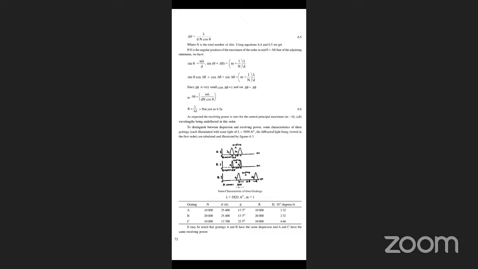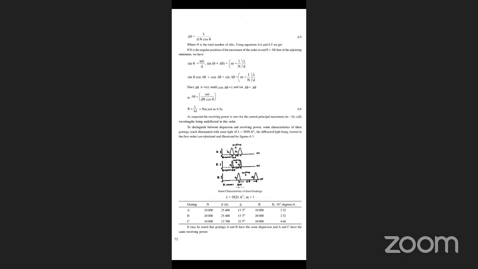And what is the dispersive power of a grating? The dispersion of a grating D equals d theta by d lambda is the dispersive power of the grating. The resolving power of a grating is the ratio of wavelength to difference of wavelength, lambda by delta lambda, which equals N m. So in this lesson we discussed the resolving power and dispersive power of a grating, N number of slits, and Fresnel and Fraunhofer diffraction.